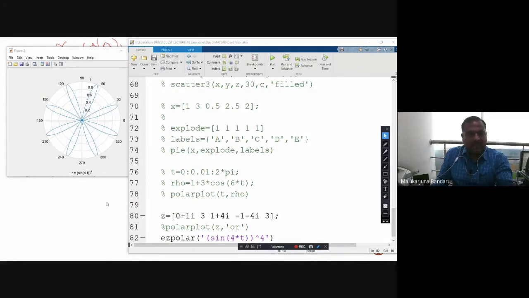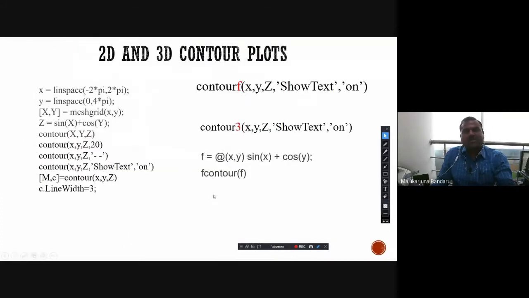Okay. Now next move to the 2D and 3D contour plots. And these are important, I think, for the mechanical, chemical, civil engineering students, because computational-wise they're handling the maximum data.